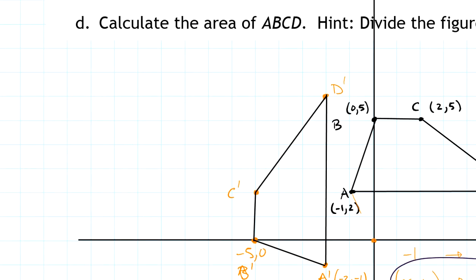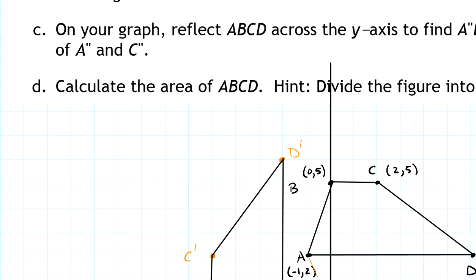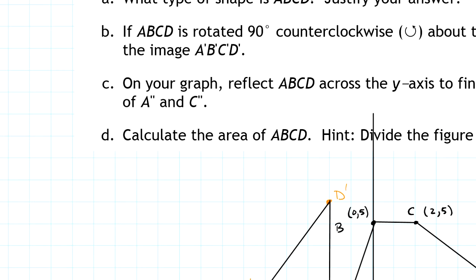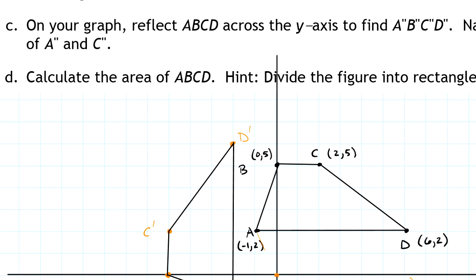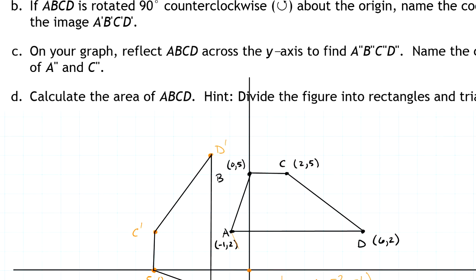Let's take a look at the last part here. That was a tough question. Oh, I guess that's not the last. There's two more parts here. So let's see. This next one says, on your graph, reflect A, B, C, D across the y-axis to find A double prime, B double prime, C double prime, D double prime. Name the coordinates of both A and C.